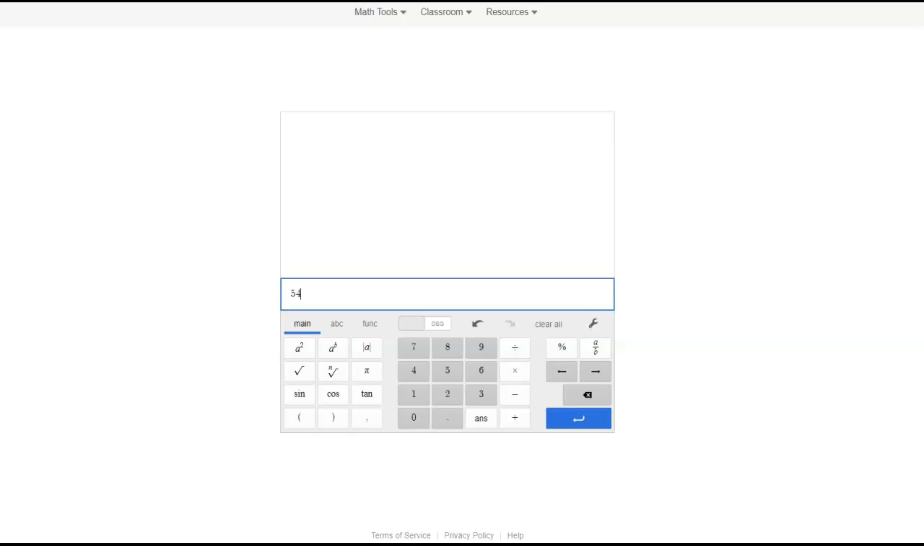So 5.4. 5.4% of 225 times 2. And that gives me $24.30.